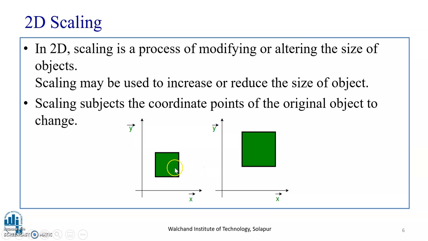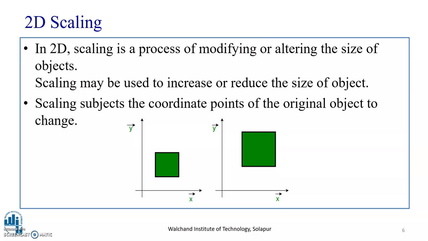As you can see in the diagram, this is a square to which the scaling transformation is applied. On applying the scaling transformation, you can see there is a change in the dimension, that is an increase in the size of the original object. So this is called scaling.